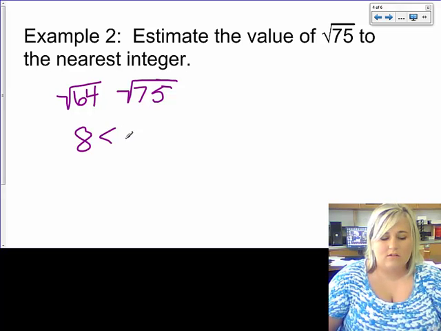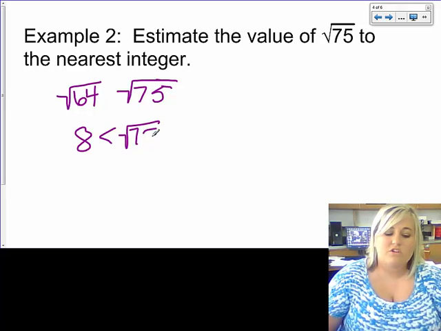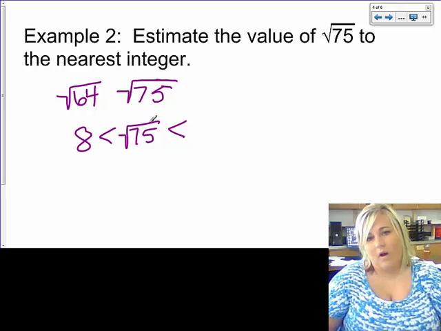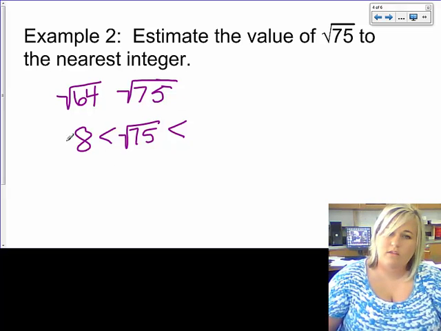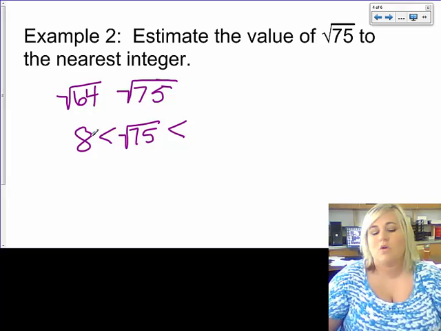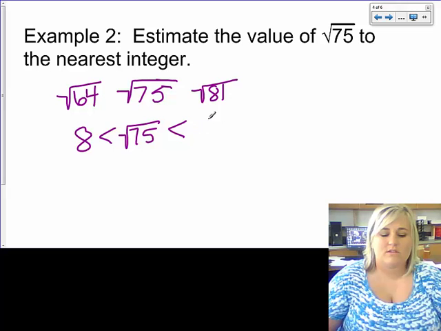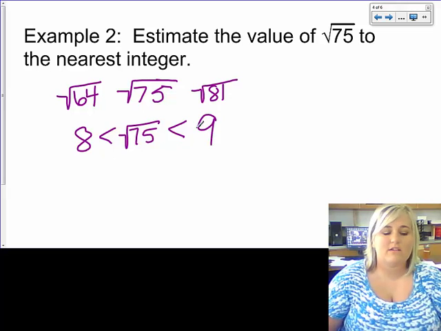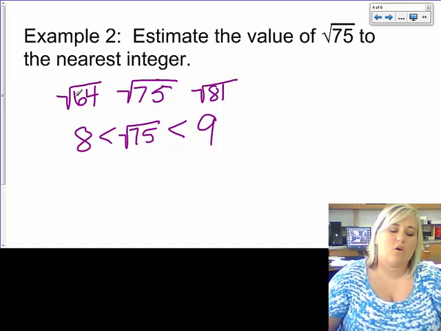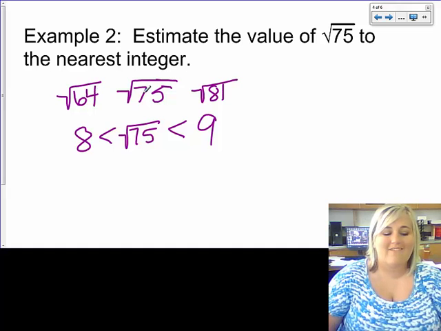So this is less than radical 75, which would then be less than the thing on the right side, which would be 1 more than 8, which is 9 squared, which is radical 81, which gives us 9. So I know that it falls somewhere in between these two things. The question is, which one is it closer to? Okay, so to get from 64 to 75, I have to add 11. To get from 75 to 81, I have to add 6. So that tells me that the nearest integer is actually 9.